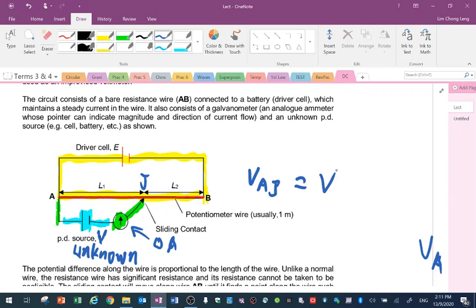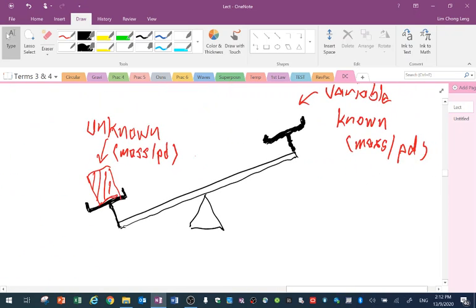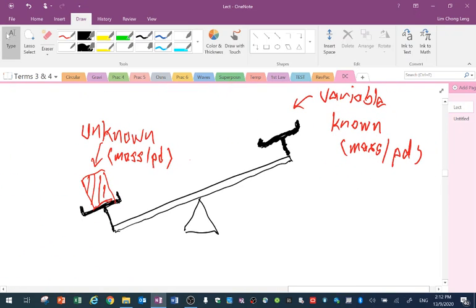So I say again, by adjusting the sliding contact left or right, there will be a point where the galvanometer shows zero reading. And that is a point which is known as the balance point. And when you achieve the balance point, L1 is known as the balance length, right? So the concept is similar to a lever balance. Suppose I have an unknown PD on one side, represented by a certain mass M, right?